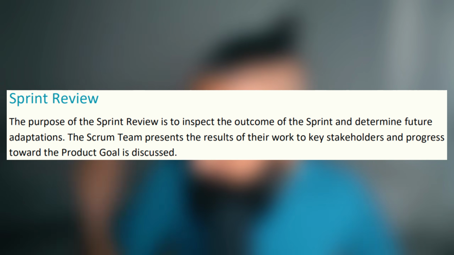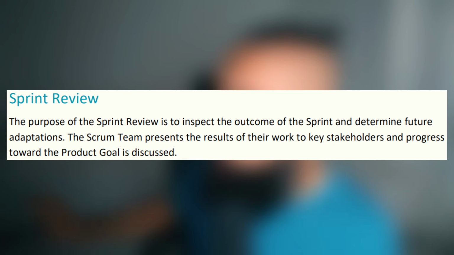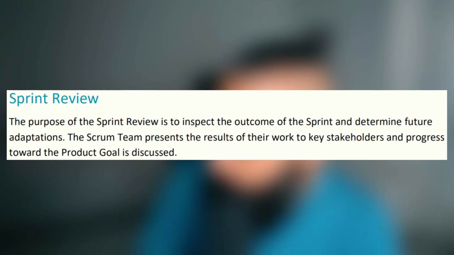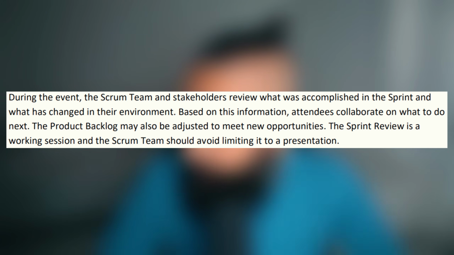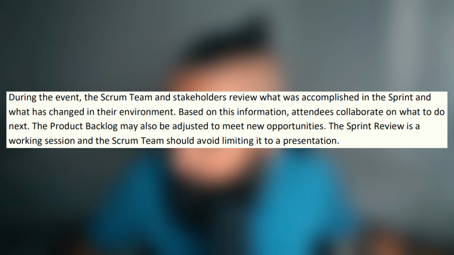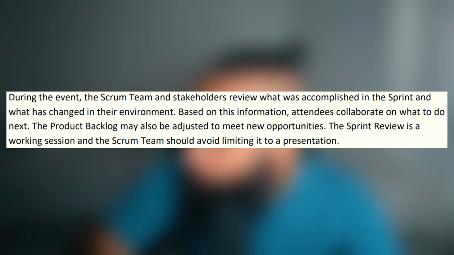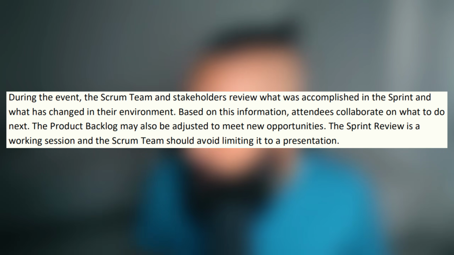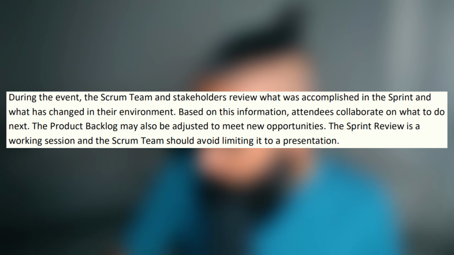The Scrum team presents the results of their work to key stakeholders and progress towards the product goal as discussed. During the event, the Scrum team and stakeholders review what was accomplished in the sprint and what has changed in their environment. Based on this information, attendees collaborate on what to do next. The product backlog may also be adjusted to meet new opportunities. The sprint review is a working session and the Scrum team should avoid limiting it to a presentation.